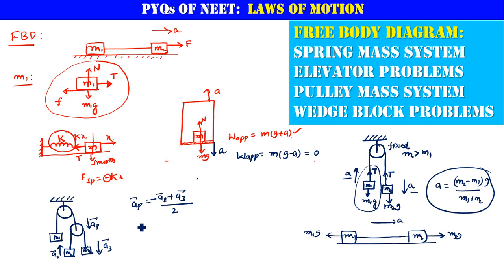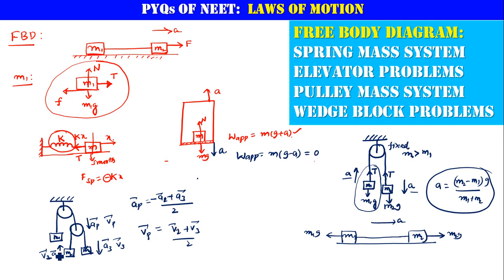The same is true for velocities also. In the place of AP you have VP, in the place of A3 you have V3, in the place of A2 you have velocity V2. Then VP, the velocity of the pulley, will be nothing but V2 plus V3. Since both of them are vectors, the directions should be mentioned as well. So again we have to consider the pulley's velocity as the reference one. The velocity of the pulley is actually acting downwards, same as this one.